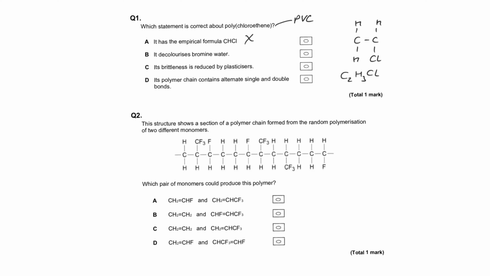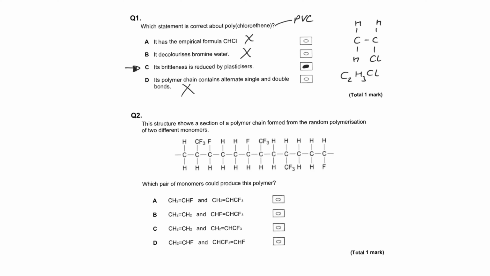It decolorizes bromine water. Well, it's not got a double bond, so it can't be that. It's a single bond. Its brittleness is reduced by plasticizers. So a plasticizer makes a polymer more flexible, which means that it is going to be less brittle. It's not going to break when you touch it. So it is that answer. But we can also look at this. Its polymer chain contains alternate single and double bonds. Well, that's also nonsense, so that's not true. So even if you weren't sure it was that answer, you can work it out by process of elimination.